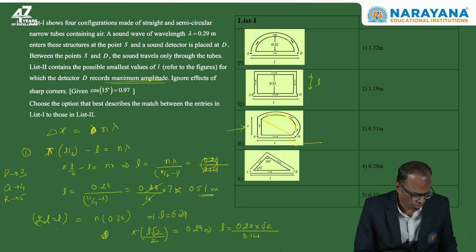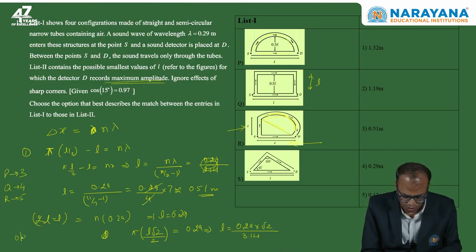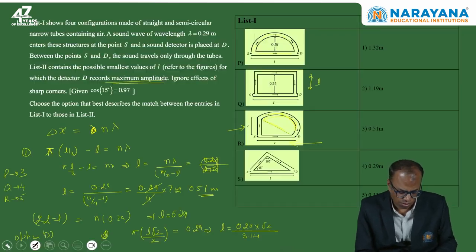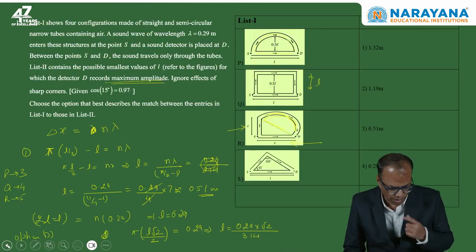Yes. So the option is P3, Q4, P3, Q4, R5. That matches with option D. So option D is the correct answer. We can solve for the other case also. That is not a problem. But I'm getting option D as the answer.